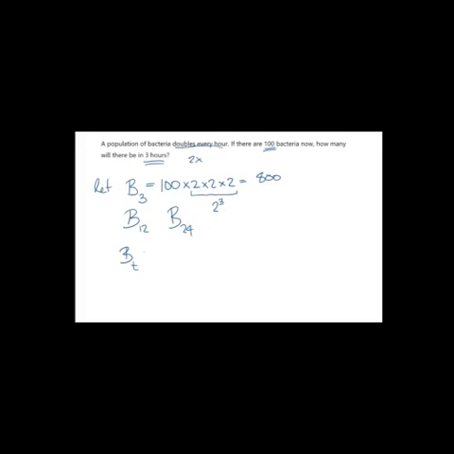So we can say that the amount of bacteria at some time is going to be equal to the amount we started with times 2 to the power of the number of hours that have gone by. So let's work out what it would be for bacteria after 12 hours using that formula. So that's going to be 100 bacteria that we start with times 2 to the power of 12, and I have no idea what 2 to the power of 12 is, so let's grab the calculator.